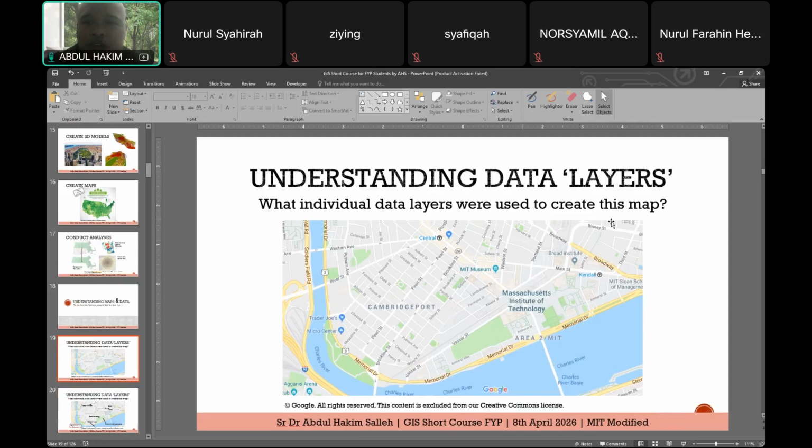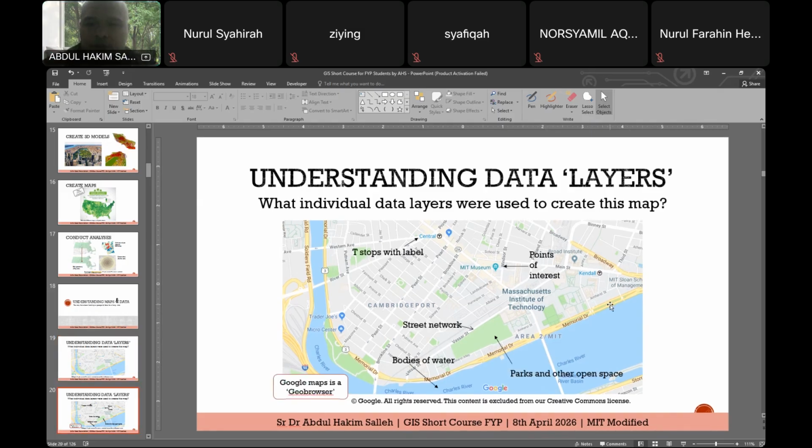Here, if you take a look at this map, what can actually be extracted out? You can extract, for example, buildings. Over here, you can extract rivers. You can extract roads. But these are something that is obvious. How about something that is not obvious?